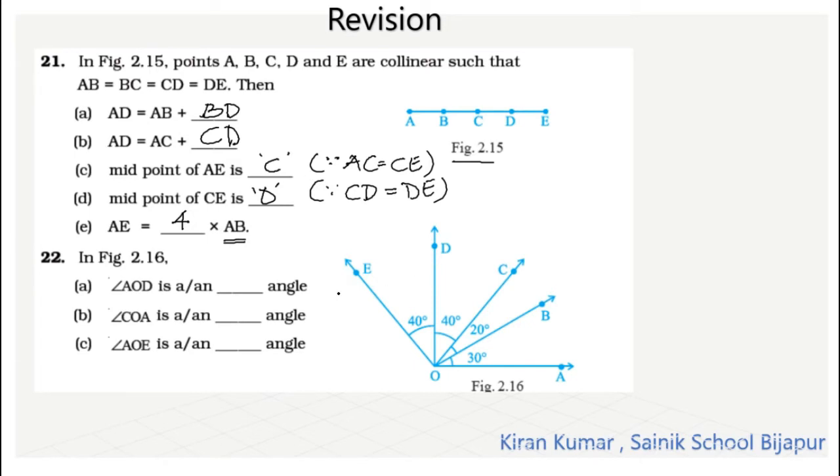Look at question 22 in the figure 2.16. Angle AOD is a or an dash angle. Look at angle AOD. This angle AOD has got some parts here. It is 30 degree added to 20 degree added to 40 degree. Look at the sum. The sum is 90 degrees, hence it is forming a right angle.